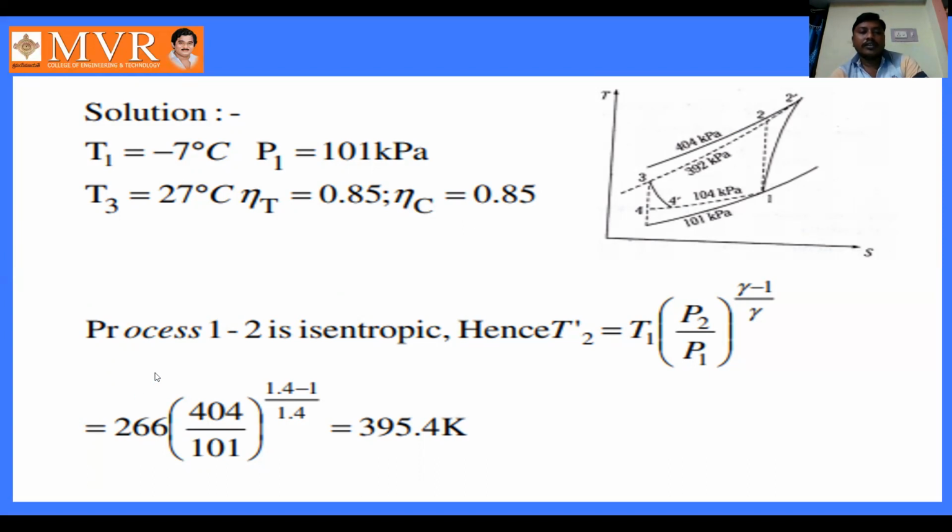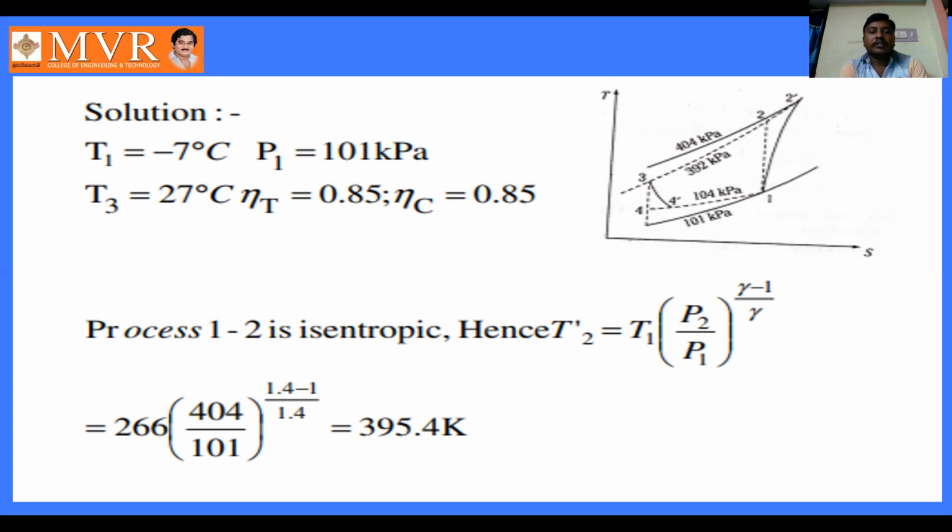For calculating by using the isentropic expression, process 1 to 2 is isentropic, hence now we are calculating for T2 dash. T2 dash by T1 is equal to P2 by P1 whole power gamma minus 1 by gamma. This is the general expression for calculating the T2 value: T2 by T1 is equal to P2 by P1 whole power gamma minus 1 by gamma.